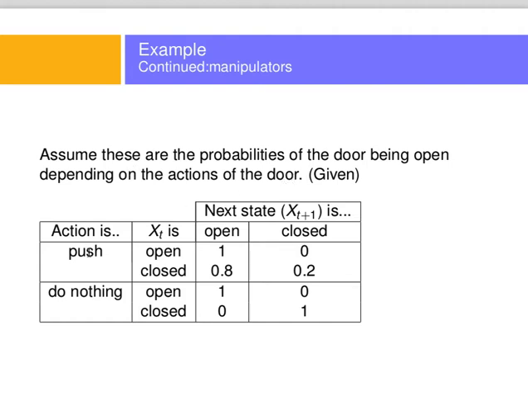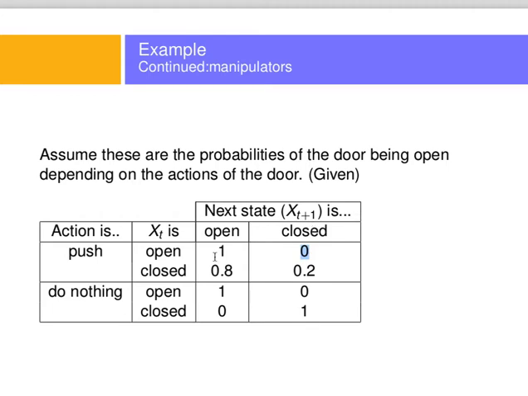So when the action is push, if the door was open, the next state will be open with 100% probability. So if I push on an open door, the door will stay open. That's basically pushing onto thin air because the door is open. Now, if the door was open and I push, obviously there's 0% chance that the door is going to be closed the next time step.